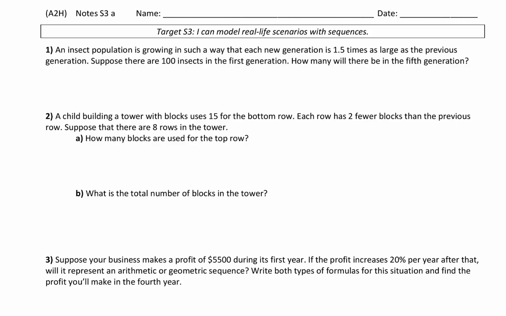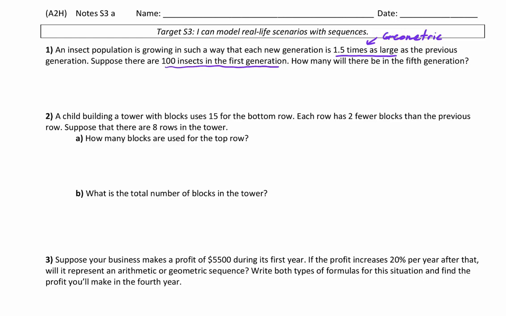Question number 1. If we read that here, it says an insect population is growing in such a way that each new generation is 1.5 times as large as the previous generation. Now suppose that there are 100 insects in the first generation. That's really important there. How many insects will there be in the 5th generation? So the first thing we have to realize is that when it says 1.5 times as large, we are dealing with a list that is geometric. So we multiply each number of bugs times 1.5, times 1.5, times 1.5. So that's a geometric type of list.